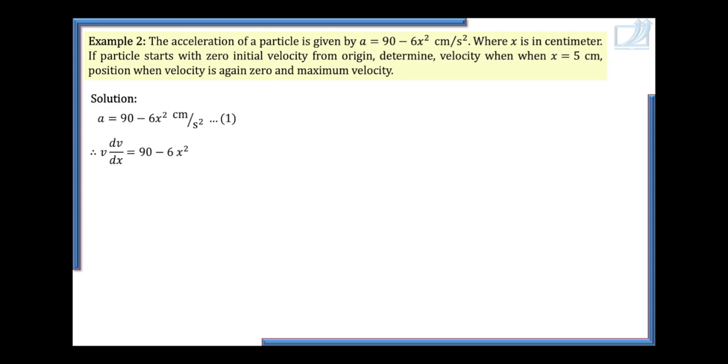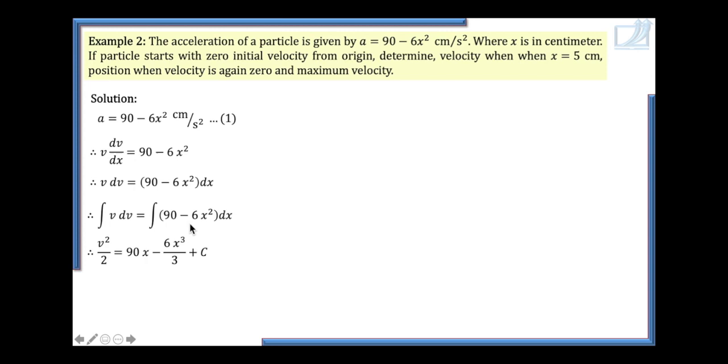Replace acceleration by v dv by dx. Separate the variables and integrate it. So you will get v squared by 2 equal to 90x minus 6x cube by 3 plus c. It's simple integration, x raised to n plus 1 by n plus 1. Now we'll have to evaluate this constant. Yet we cannot say that we know relation between velocity and position, because in this relation that c is unknown. So let's find out value of c.